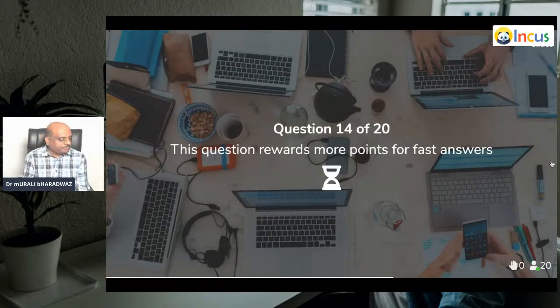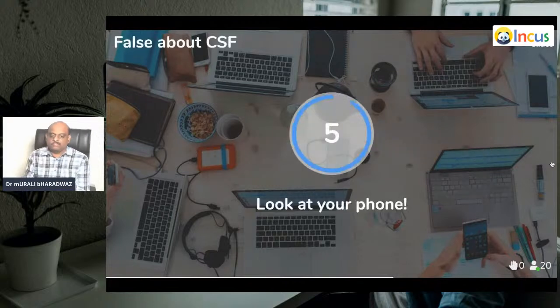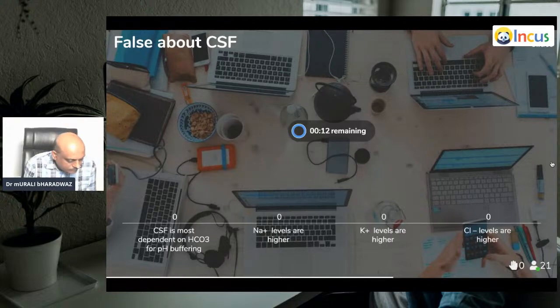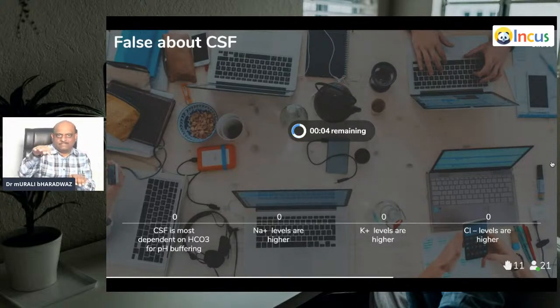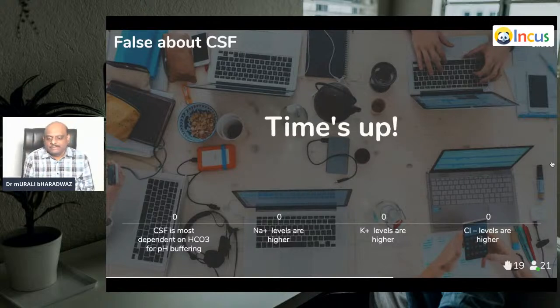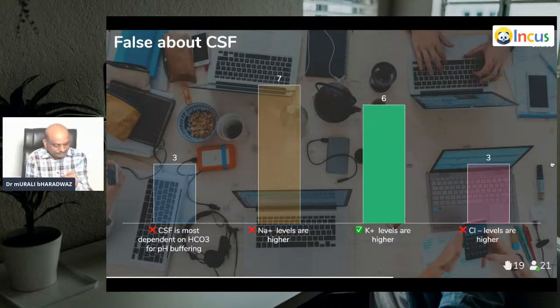Question number 14. What is wrong about CSF? Come on. Wrong about CSF. So always CSF versus serum. You should know all the differences. Easy question actually. Good. 6 of you are right.